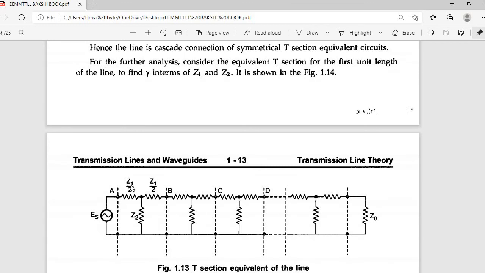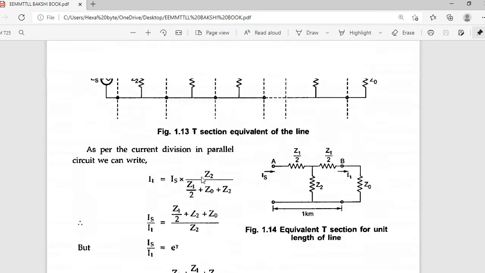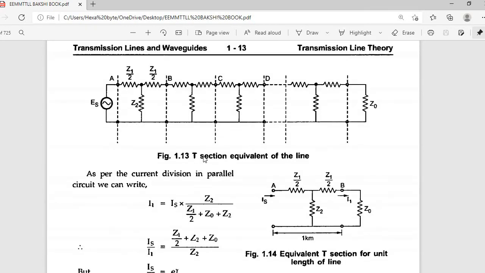We already studied the symmetrical T section, with Z1 by 2, Z1 by 2 arms, and this arm is Z2. So identical sections are replaced with this T-type network. As per the current division in a parallel circuit, we can write I1. We take the first section of the transmission line: IS is entering, and this current flowing out is I1.